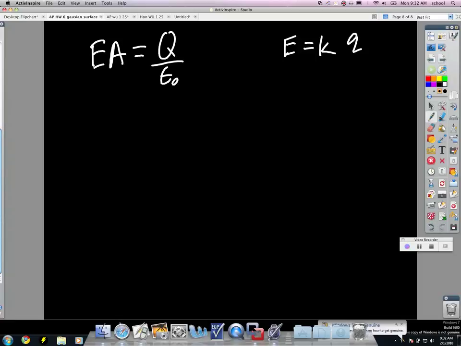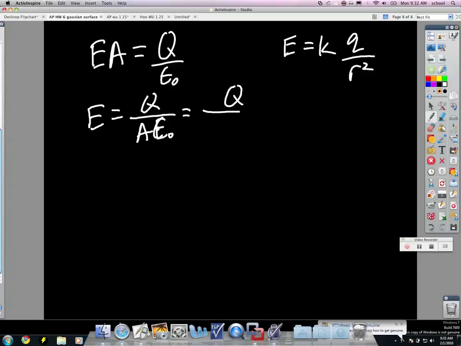And hopefully we all remember that K is equal to 1 over 4 pi E0. So that gives me, from this, KQ over R squared. So yeah, these things come out to be the same.